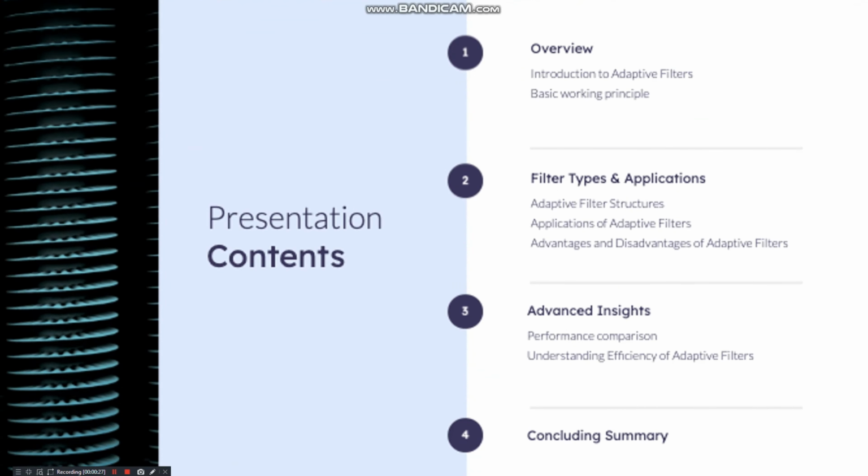The contents of my presentation include the overview, which includes the introduction to adaptive filters and its basic working principle. Secondly, we have the filter types and applications, which includes the filter structures, its applications, advantages and disadvantages. Thirdly, we have the advanced insights, which includes the performance comparison and the understanding efficiency of adaptive filters. And lastly, we have the concluding summary.